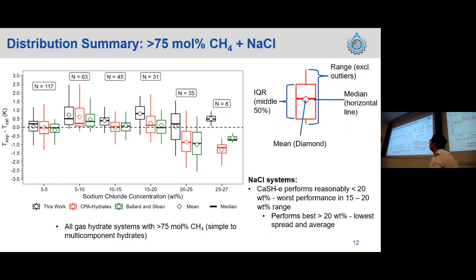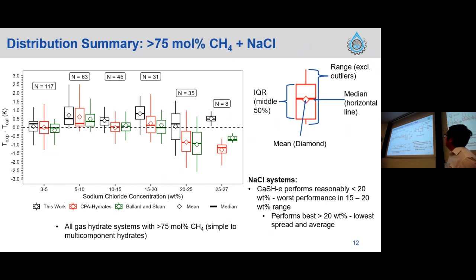So this is a box and whisker plot looking at the range of experimental data available for systems containing at least 75% methane inhibited with sodium chloride only. So we're looking at concentrations from as low as 3% up to 27%, and we're comparing against the CPA Hydrate model from Multiflash 7.0, as well as the Ballard and Sloan model from CSMGem.